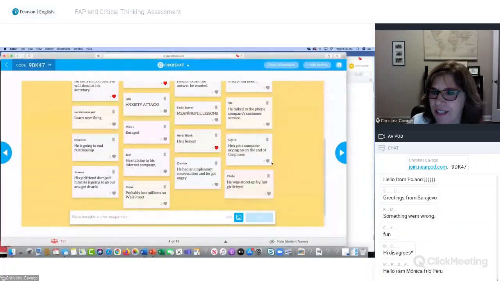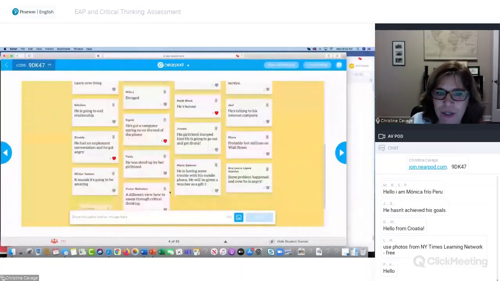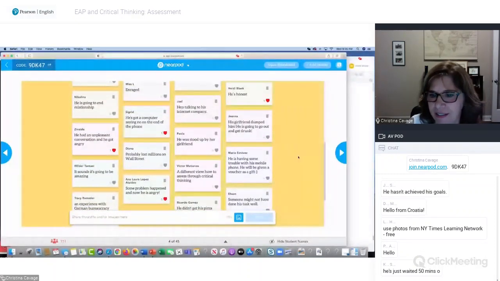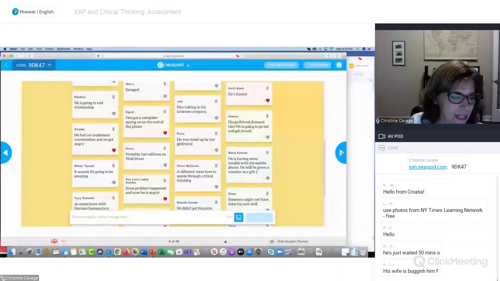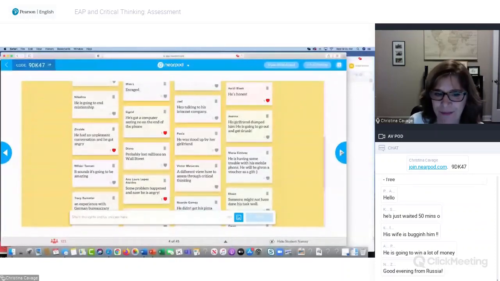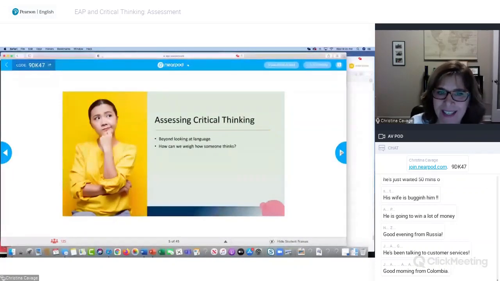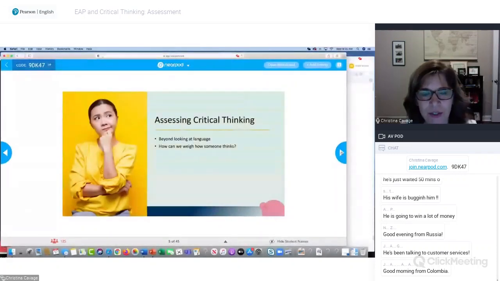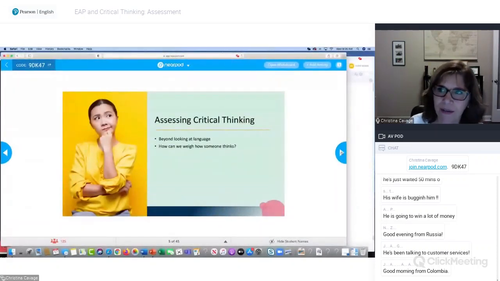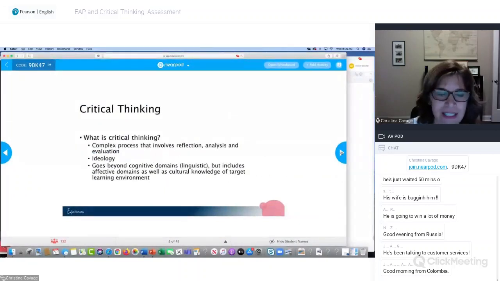Excellent. So all of these are examples of us using our critical thinking skills. Thinking about what's not there, right? That's what critical thinking has a lot to do with, looking at what's not there. And critical thinking goes beyond looking at the language. We're not just looking at the language our students use, but we're also thinking about how they think. So how can we measure how someone thinks? And really that is the gist of our webinar today.